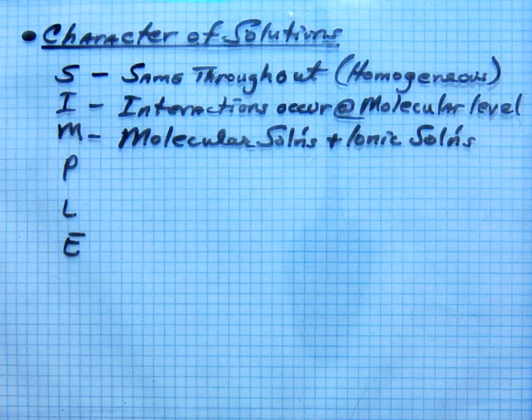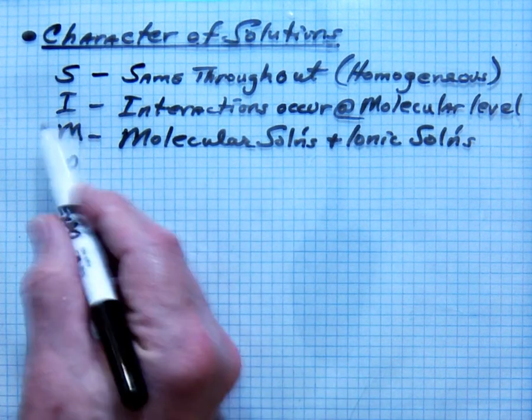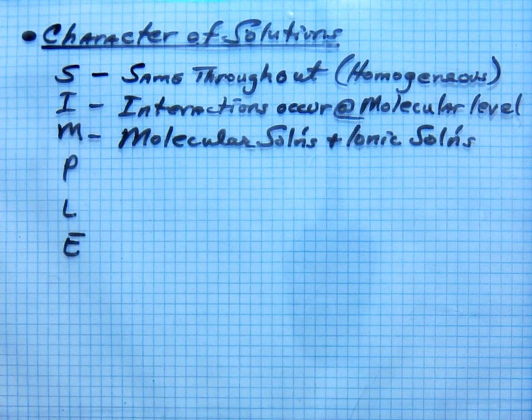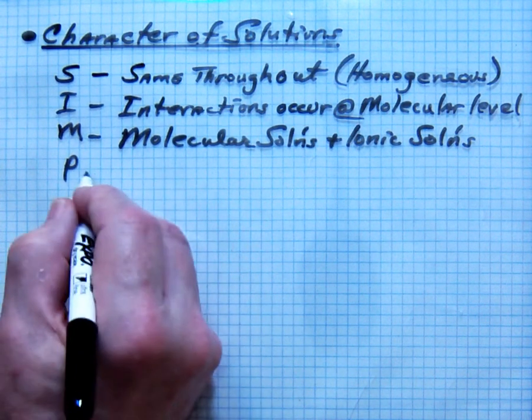And I think in your experience so far, you know that if you put sodium chloride into water, it will break into cations and anions. So it has a different characteristic in its nature, but it is a type of solution. And I use the M in there: molecular solutions are types of solutions, and ionic solutions. Okay. P stands for any solution.